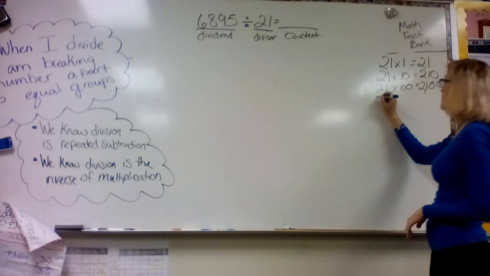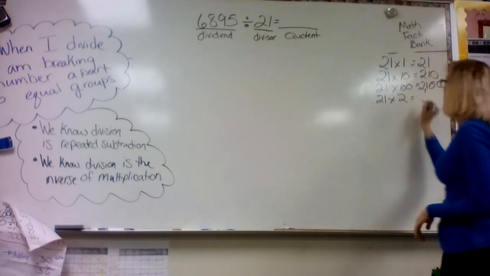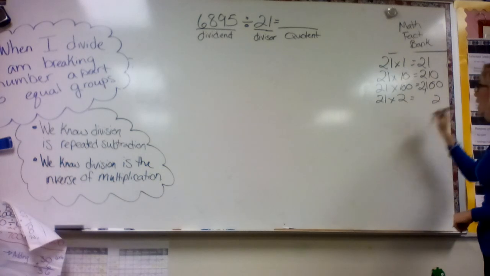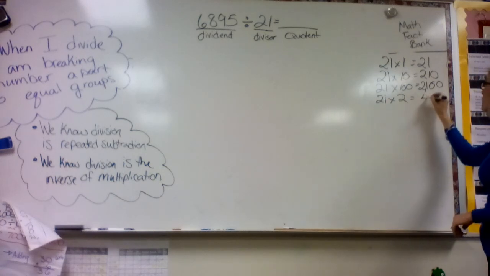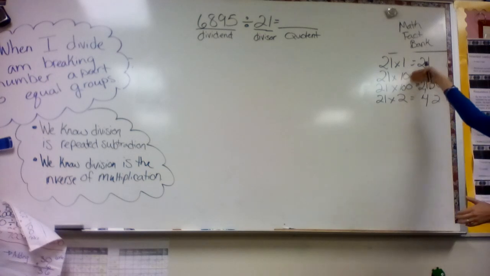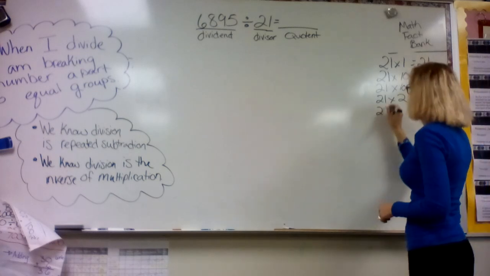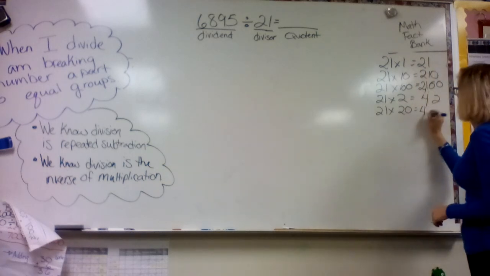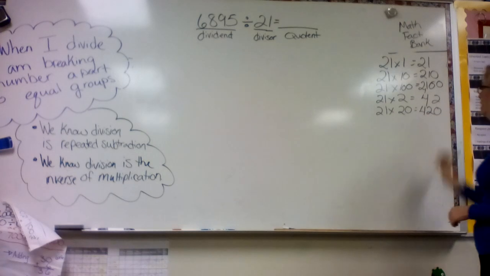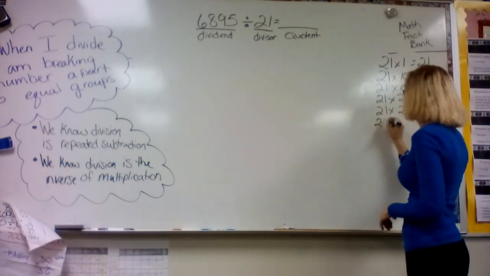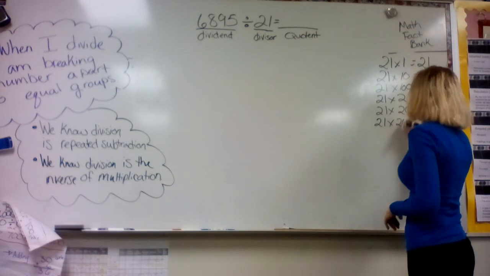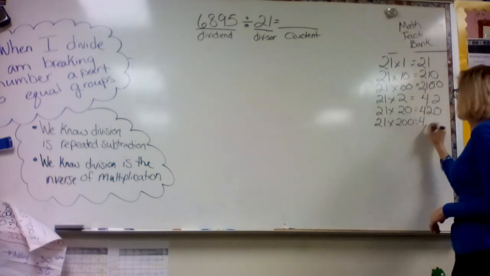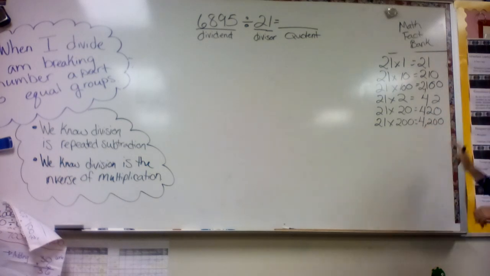Let's go ahead and do 21 times 2. I know 2 times 1 is 2, and 2 times 2 is 4. We're going to do the same thing with the tens and the hundreds, but instead of it saying 10, it's going to be 20. So 21 times 20 is going to be 420. And then we're going to do 21 times 200, which equals 4,200.